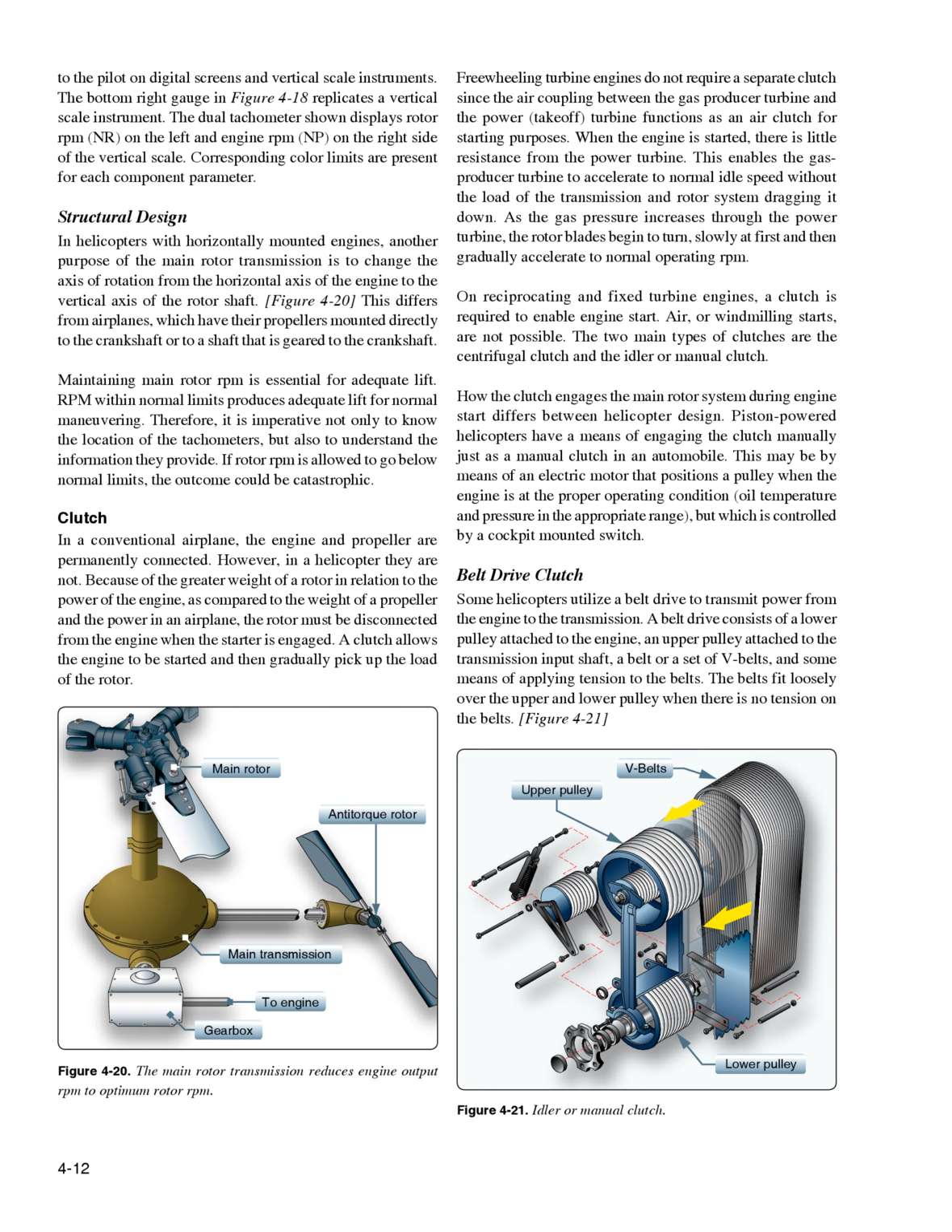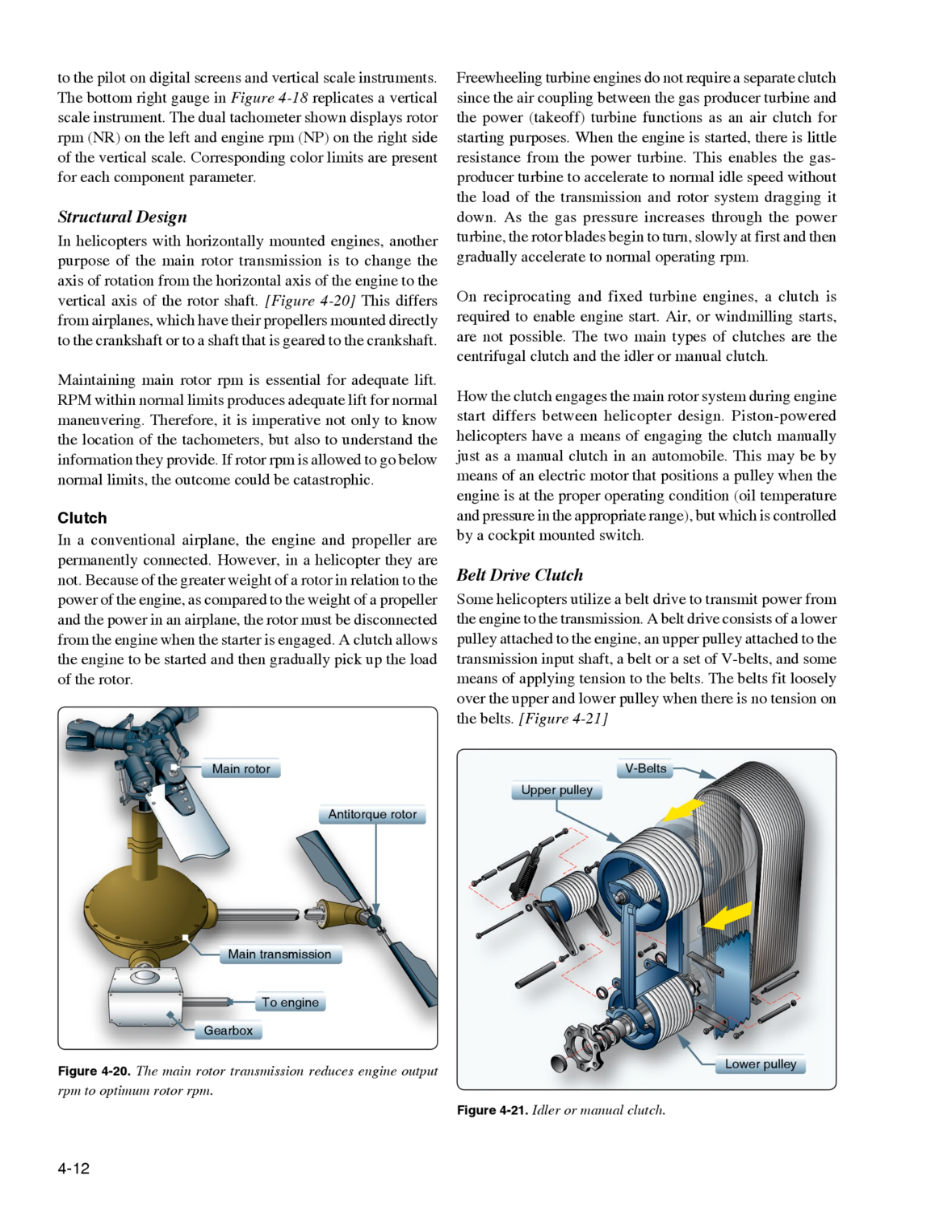Freewheeling turbine engines do not require a separate clutch, since the air coupling between the gas producer turbine and the power takeoff turbine functions as an air clutch for starting purposes. When the engine is started, there is little resistance from the power turbine. This enables the gas producer turbine to accelerate to normal idle speed without the load of the transmission and rotor system dragging it down. As the gas pressure increases through the power turbine, the rotor blades begin to turn, slowly at first and then gradually accelerate to normal operating RPM.